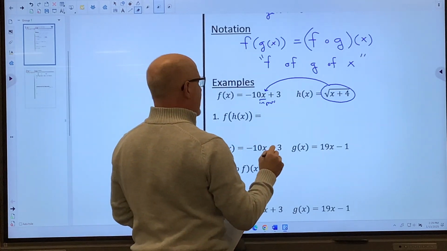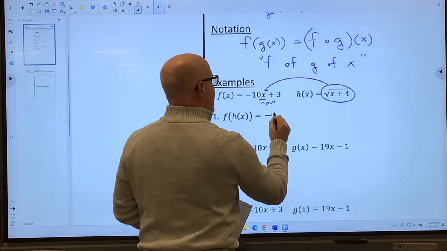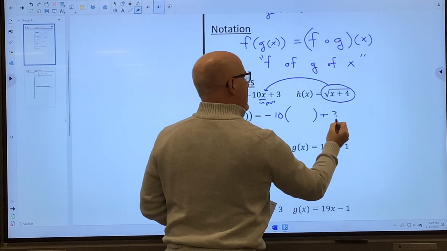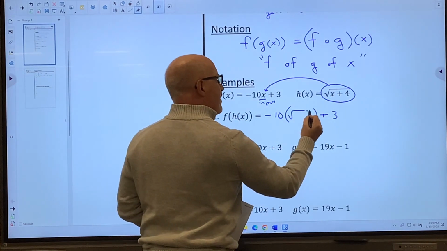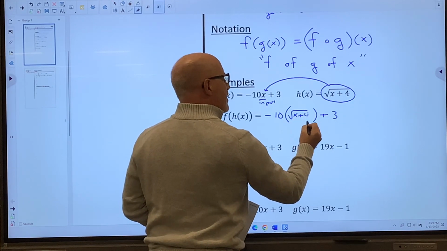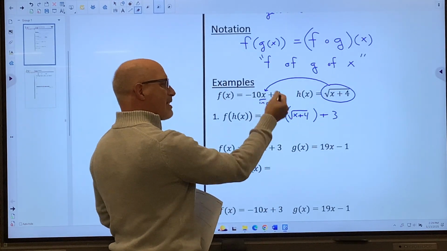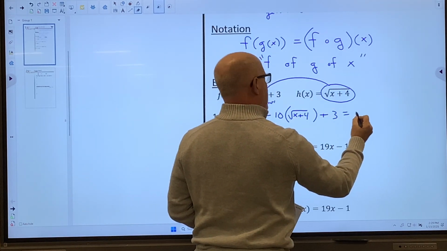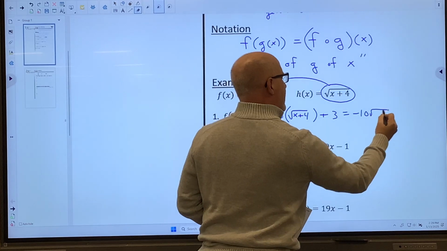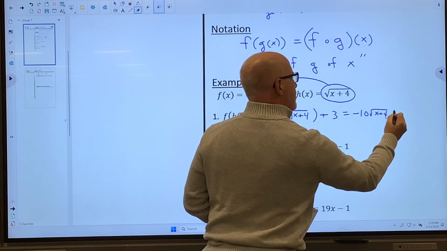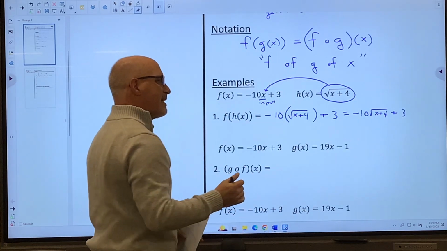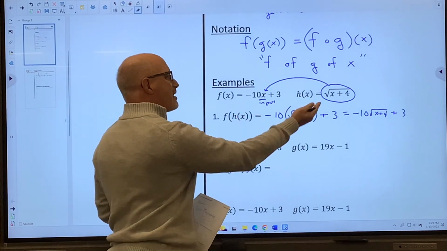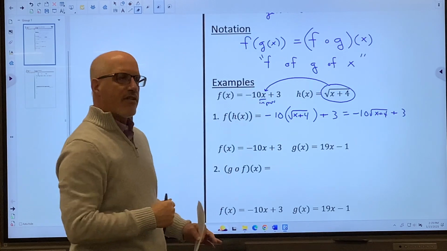So what it looks like here is you're going to have negative 10, and you're going to leave a parentheses, plus 3, and you're going to put that square root of x plus 4 right there. So it gets substituted where the x comes out, this takes its place. We usually don't have a parentheses, so that's going to be negative 10 square root of x plus 4, plus 3. So you just list it like that, where that second function, the one that's listed next to the x, gets substituted into the other function.